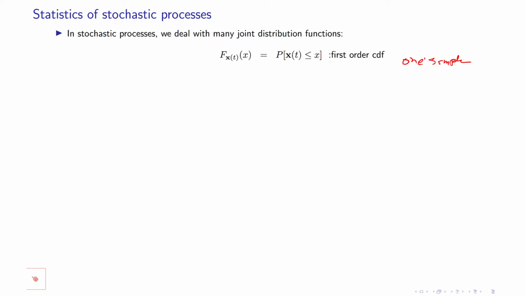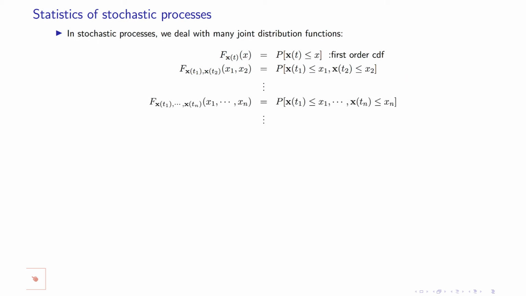So if you know the distribution of one arbitrary sample at time t, you may be able to solve your problem. In some other applications, you may want to define the joint distribution of two samples. The second one, we call it second order PDF. The first one, you call it first order. Or you may need the distribution of n samples and so on.